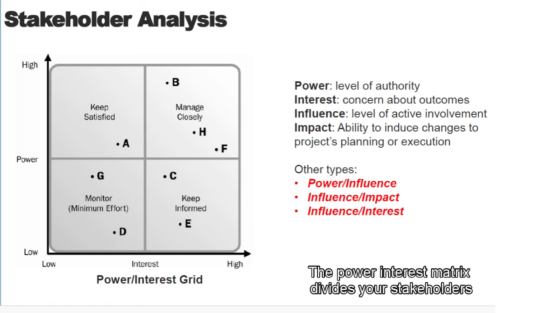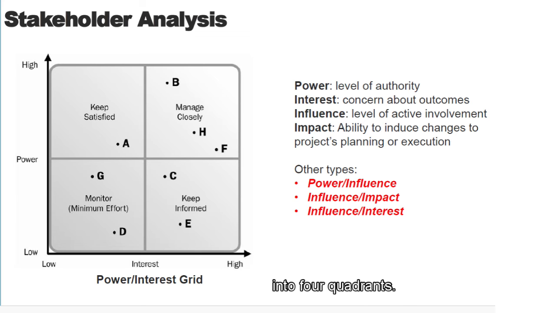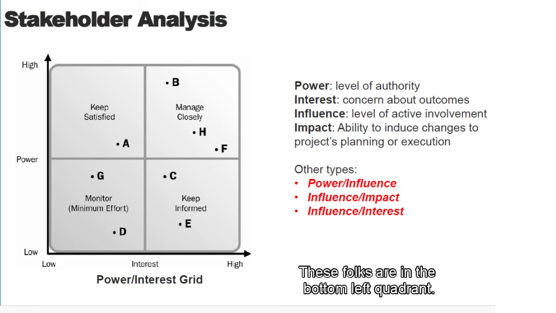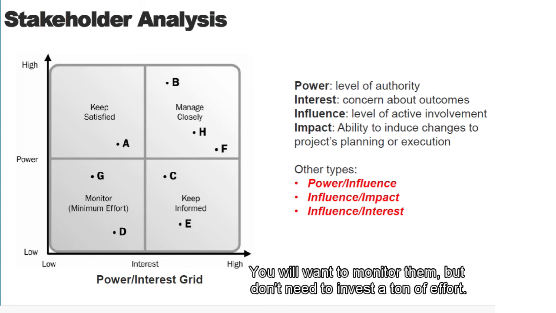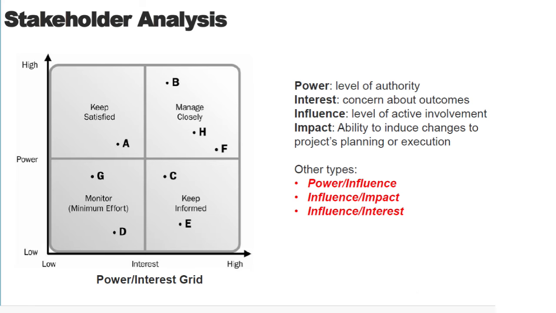Now let's combine power and interest together. The power-interest matrix divides your stakeholders into 4 quadrants. First, low power, low interest. These folks are in the bottom left quadrant. They have minimal impact on your project and aren't very interested. You will want to monitor them, but don't need to invest a ton of effort.